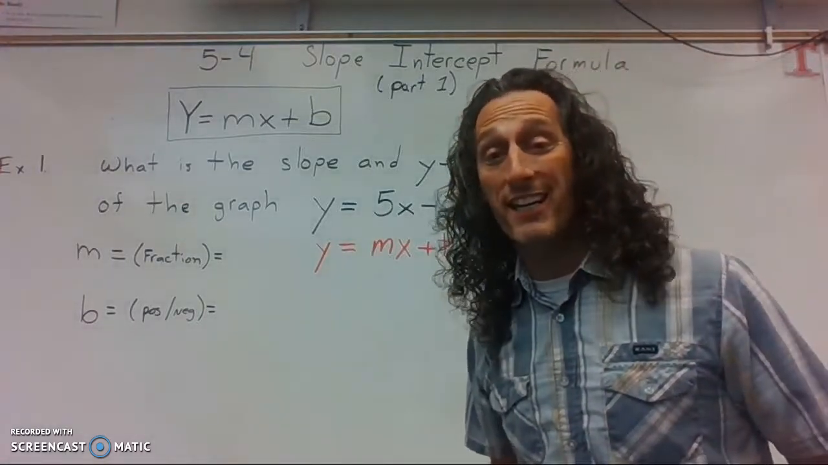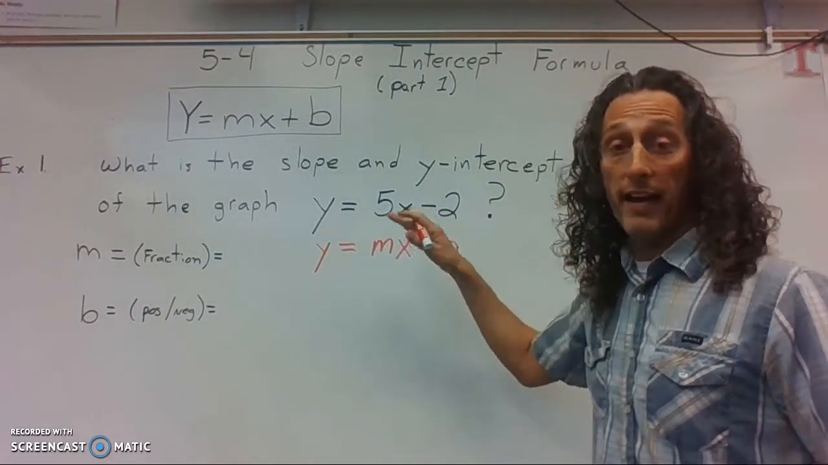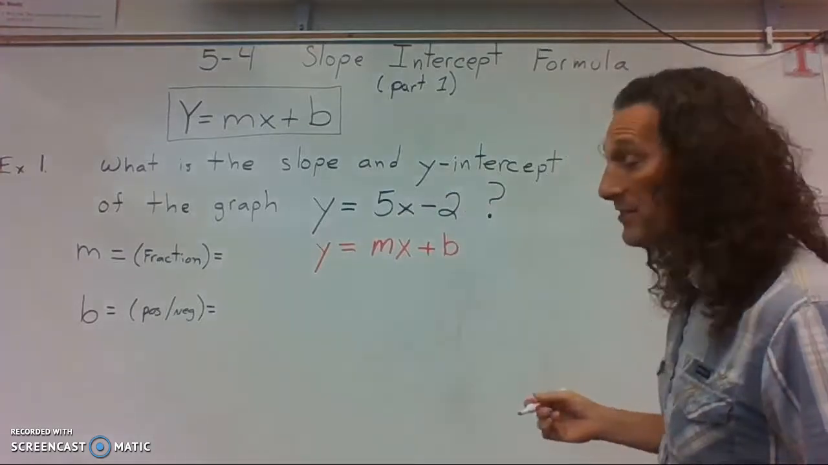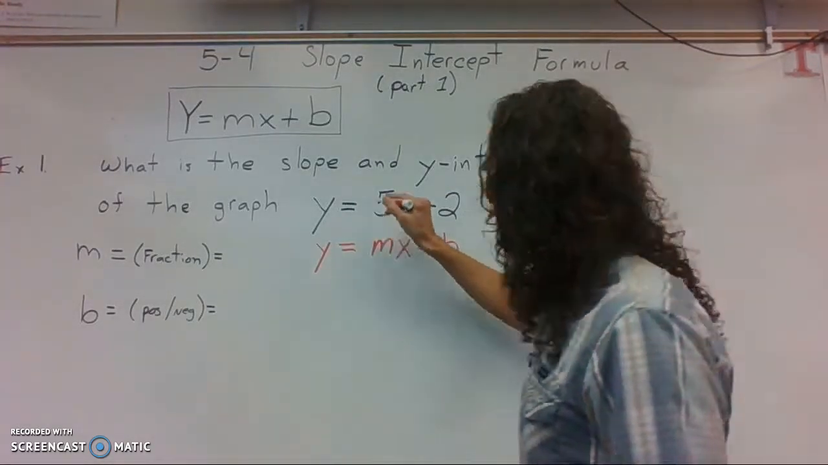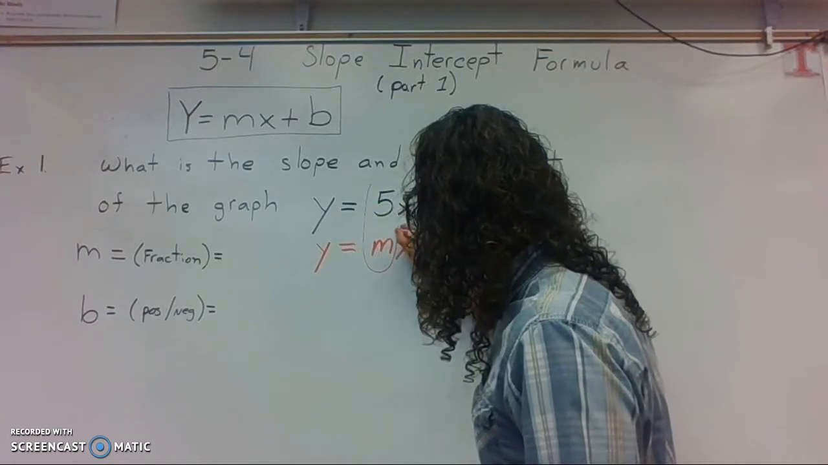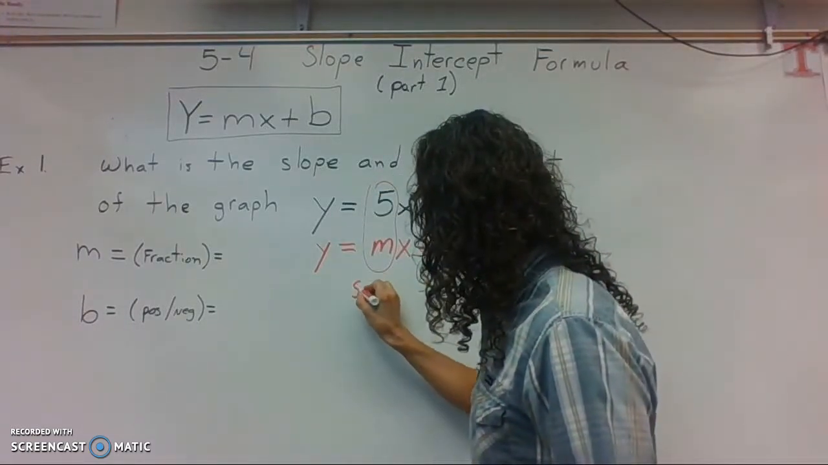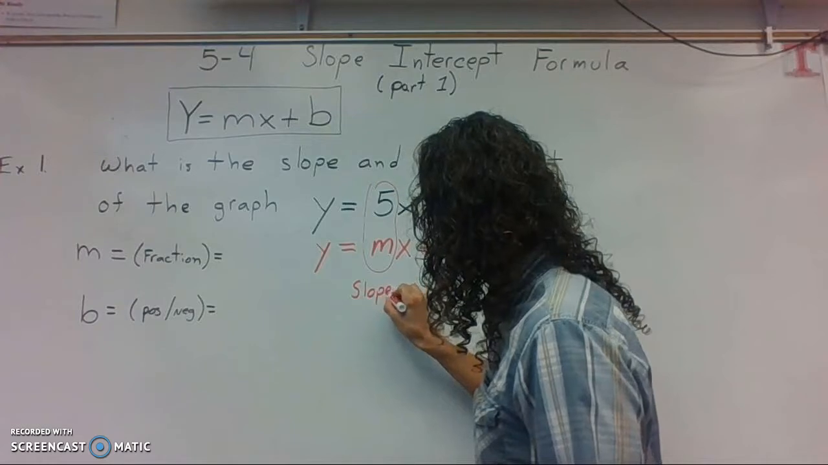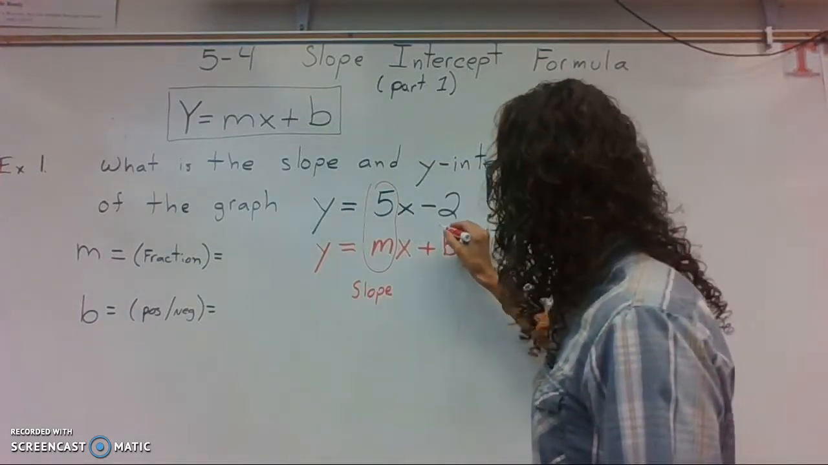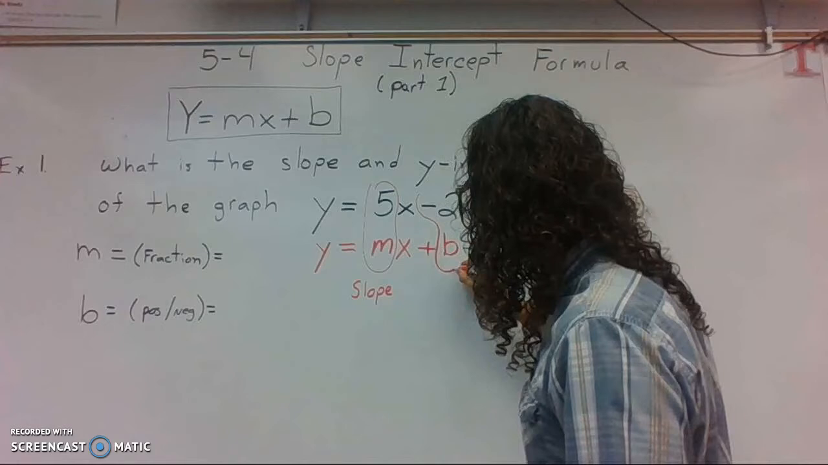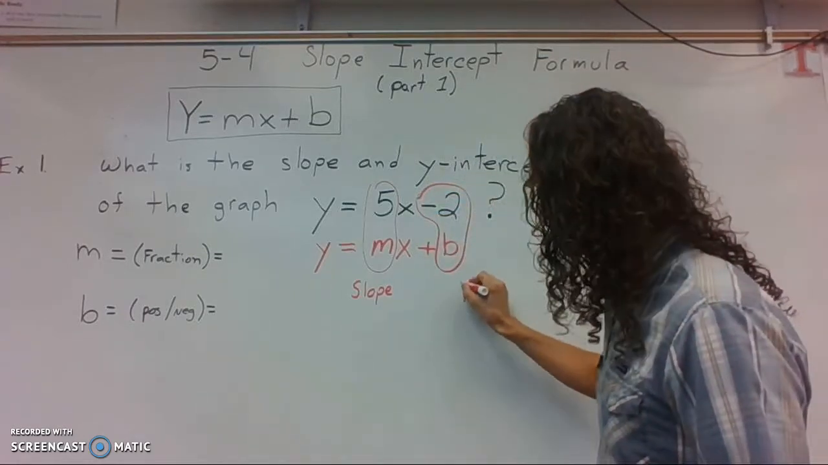This is how easy it is to find slope and a y-intercept if they give you an equation, right? If you line them up, well, what's right above the letter m? That's your slope. What's right above the b? Your y-intercept.